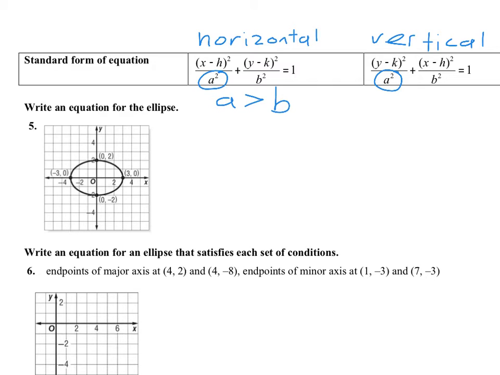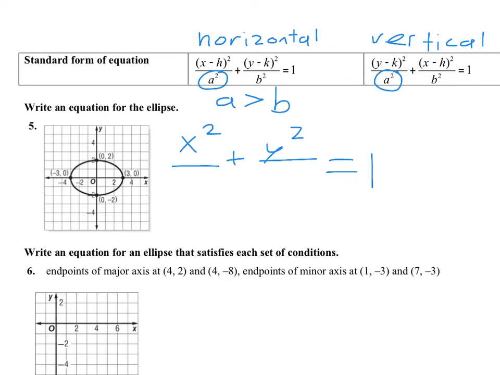Okay, looking at number 5, we can tell that's horizontal because it's longer, sideways. That is also centered at the origin. So we're going to use the horizontal formula. And I'm not going to use any parentheses because it's centered at 0, 0. So on top we would have x minus 0 squared and y minus 0 squared. We don't need to write minus 0.